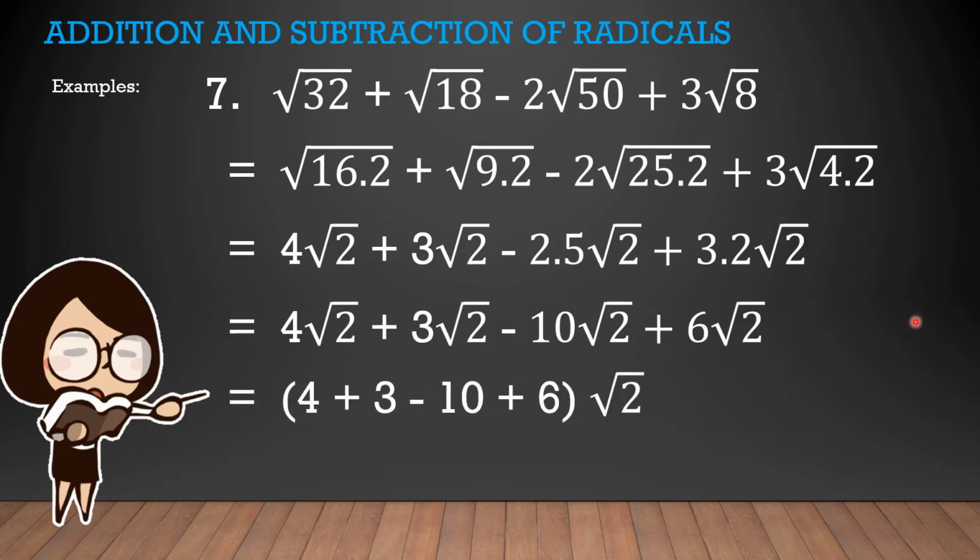Okay, now we need to combine because they are all the same radicand and the same index. So we can combine all: 4 plus 3 minus 10 plus 6. 4 plus 3 is 7, minus 10 is negative 3. Negative 3 plus 6 is positive 3. So our answer is 3 square root of 2. That is the final answer.